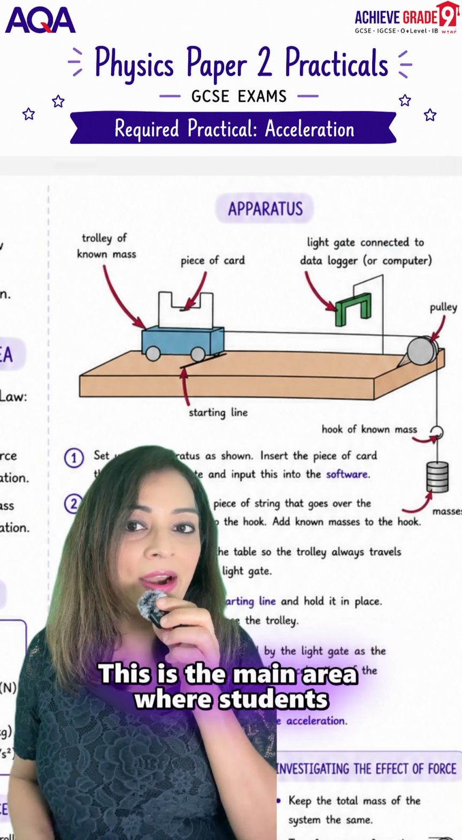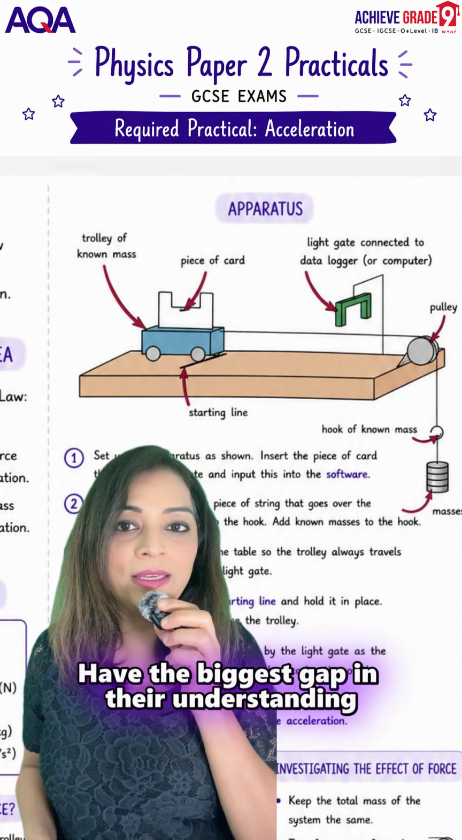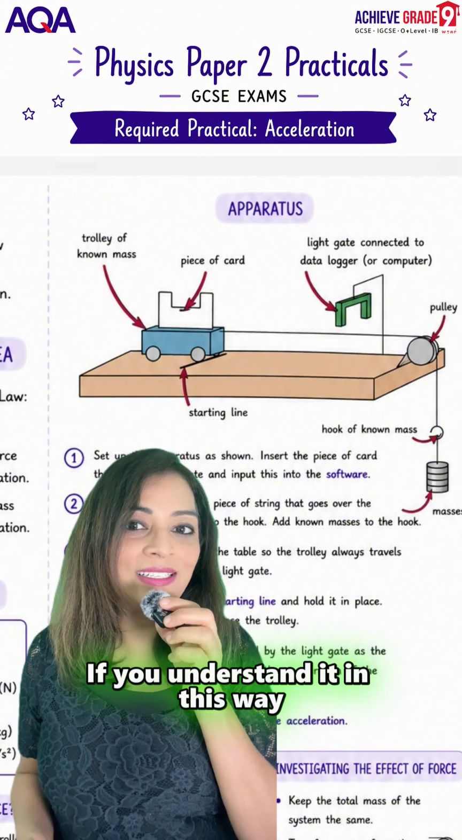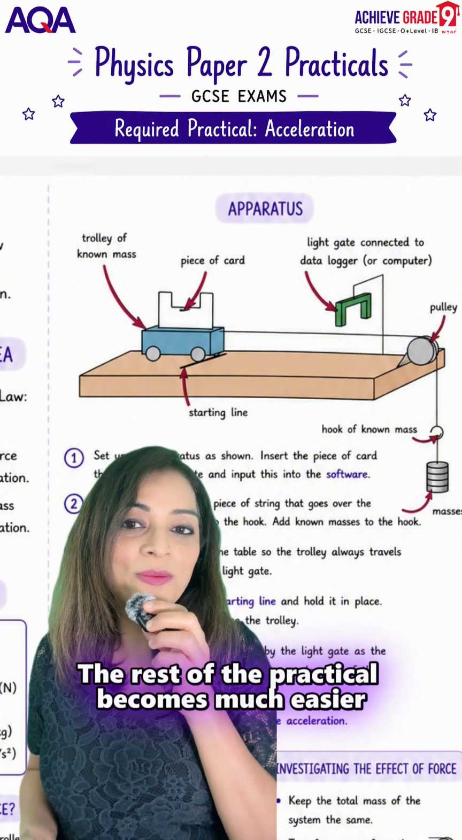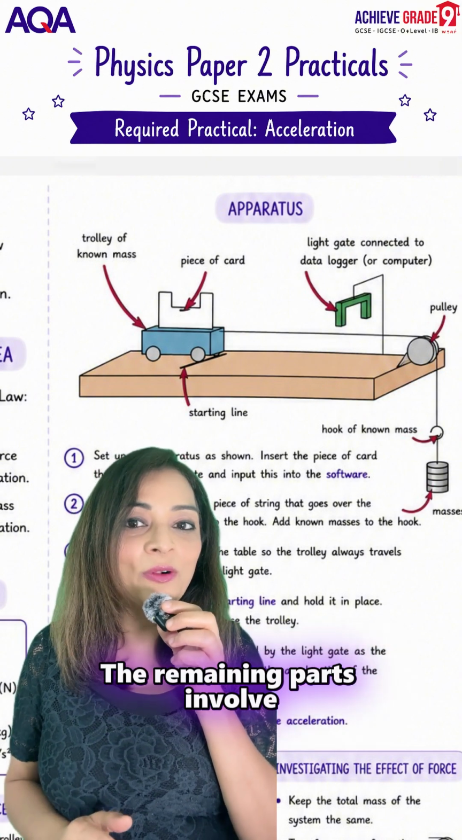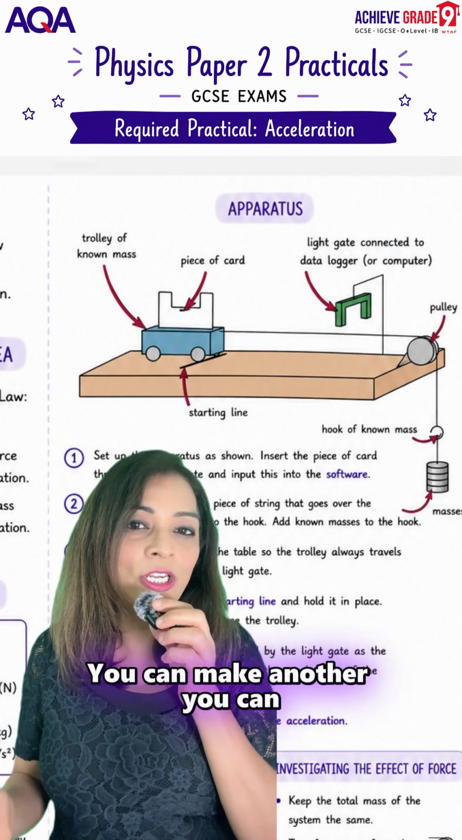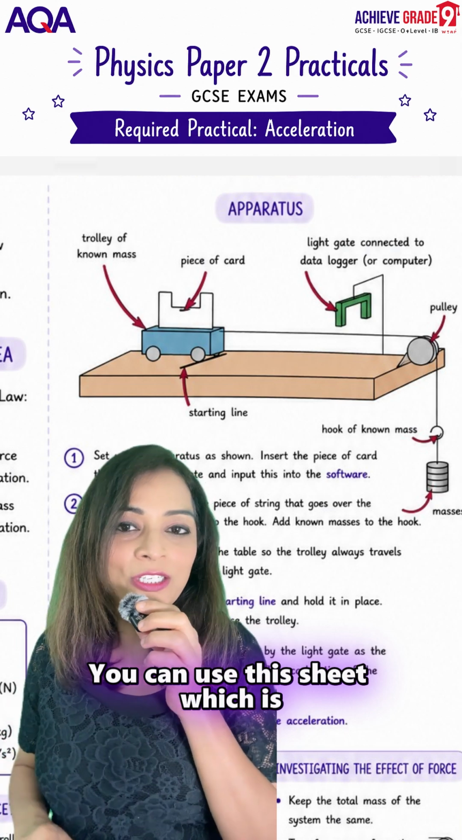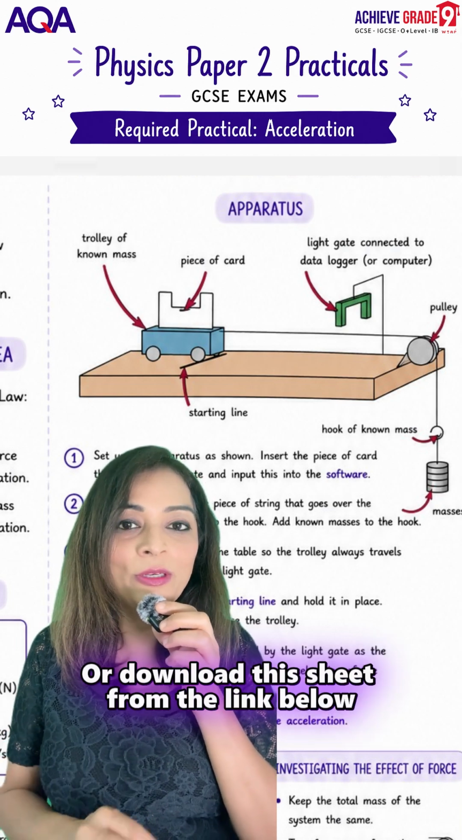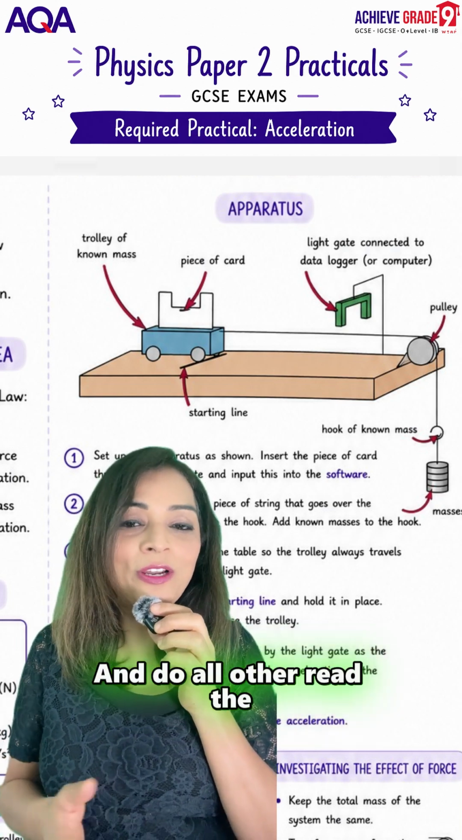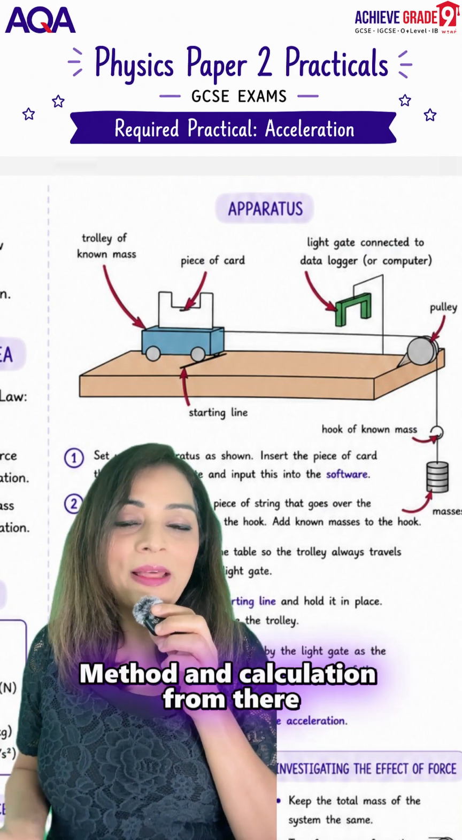This is the main area where students have the biggest gap in their understanding. If you understand it in this way, the rest of the practical becomes much easier. The remaining parts involve looking at the data collected from the data logger. You can use this sheet, or download this sheet from the link below, and read the method and calculation from there.